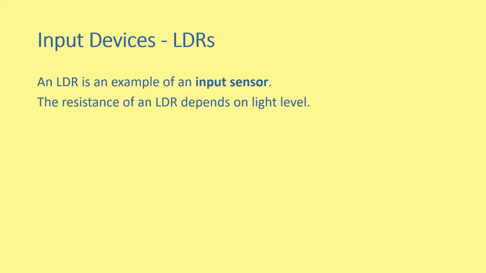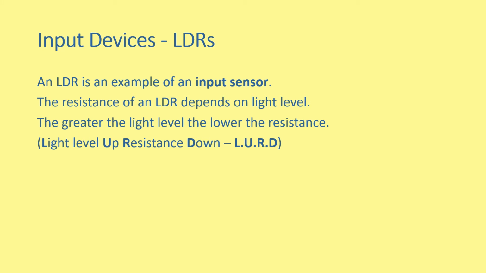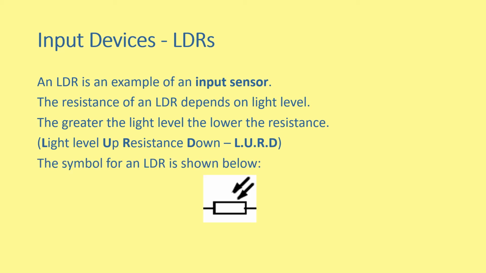Input devices, LDRs. An LDR is an example of an input sensor. The resistance of the LDR, the light-dependent resistance, depends on light level. The greater the light level, the lower the resistance. It's useful to remember the acronym LDRS, light up, resistance down, similar to what we had for a thermistor. And the symbol for the LDR is shown below. It's a resistor with some light going into it.